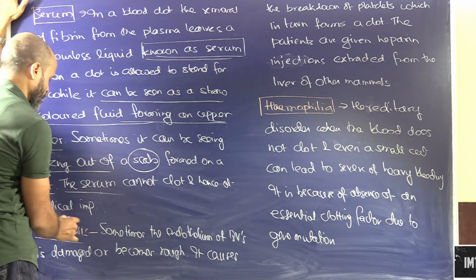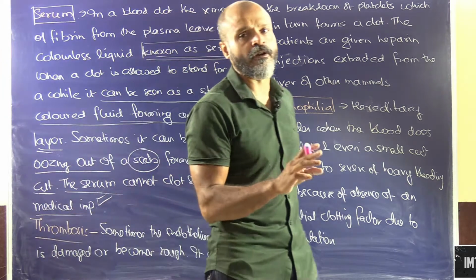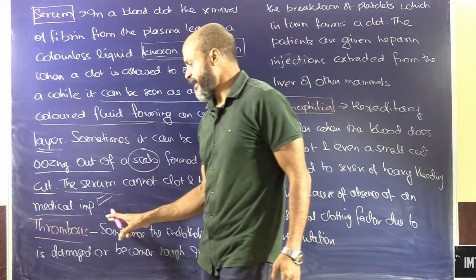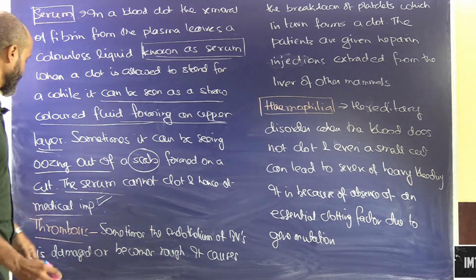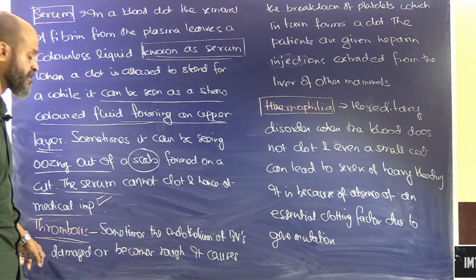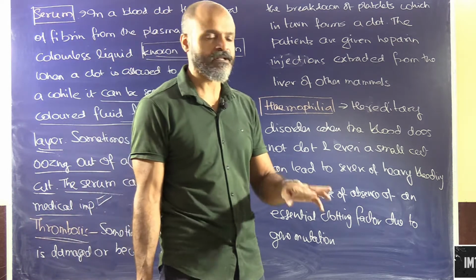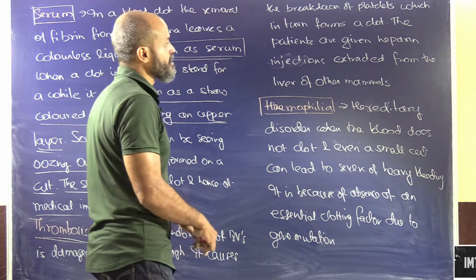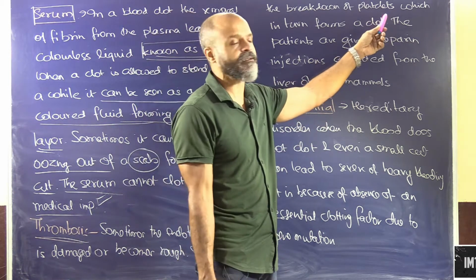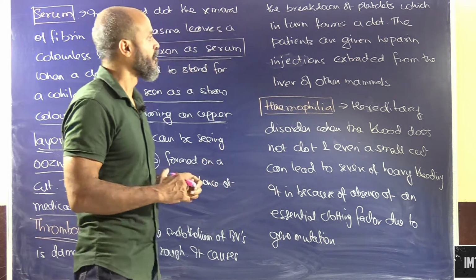The serum cannot clot, and hence medically it is very important. Okay, then we have thrombosis. Sometimes the endothelium of blood vessels is damaged or becomes rough. It causes the breakdown of platelets, which in turn forms a clot.